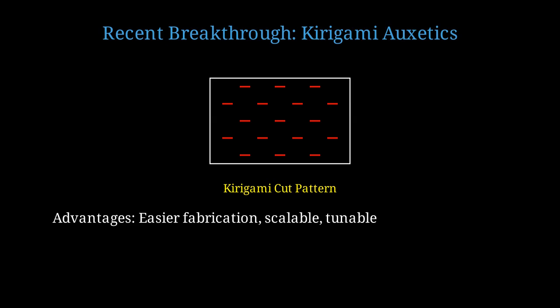Kirigami has major advantages. It's easier to fabricate since you only need to cut a two-dimensional sheet. It's scalable from nanometers to meters. And the mechanical properties can be tuned by changing the cut pattern. Researchers have demonstrated graphene Kirigami at the nanoscale, creating auxetic graphene sheets with remarkable properties. These could be used in flexible electronics and sensors.